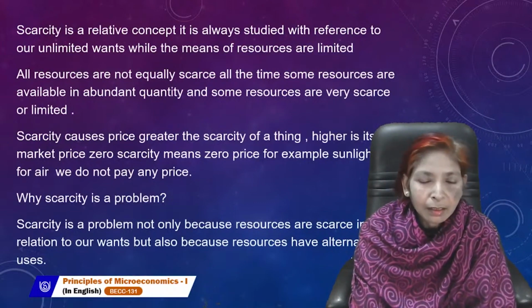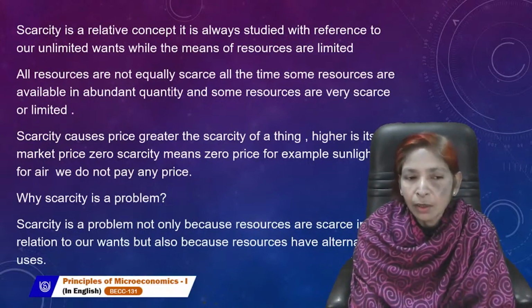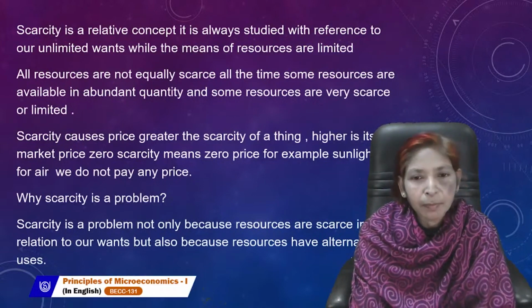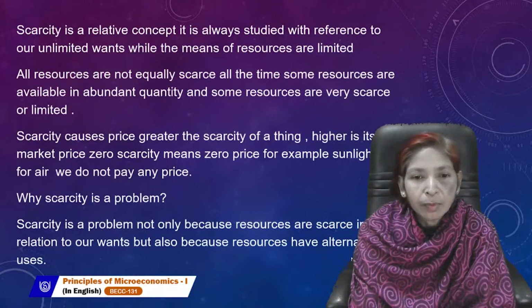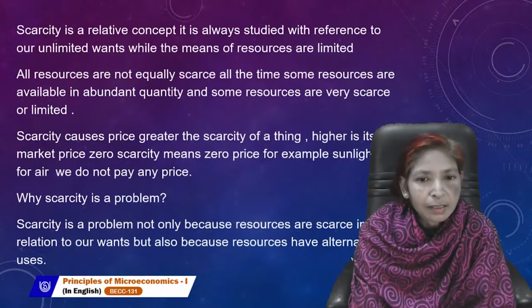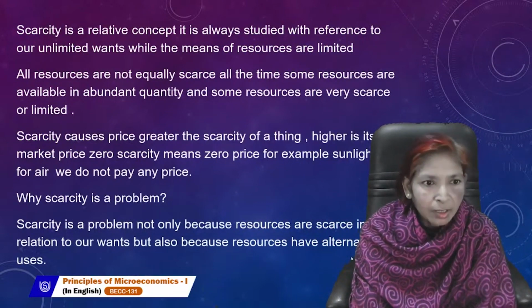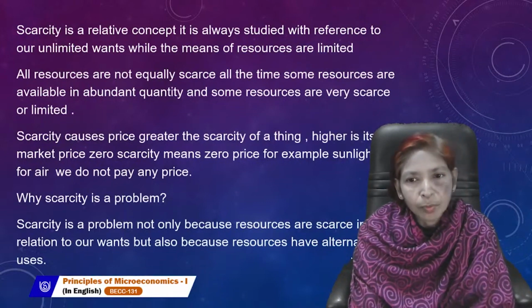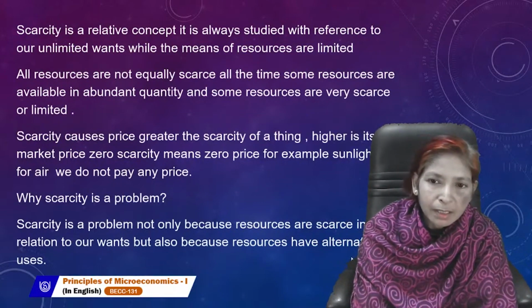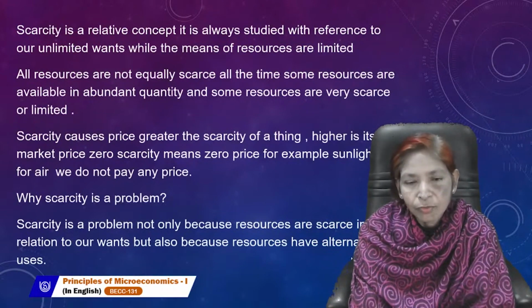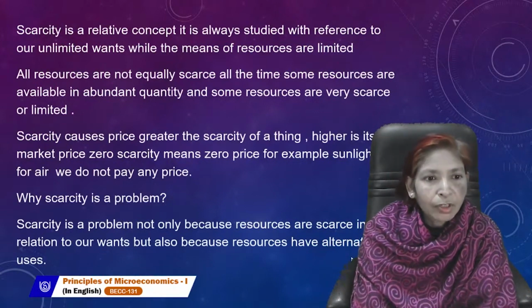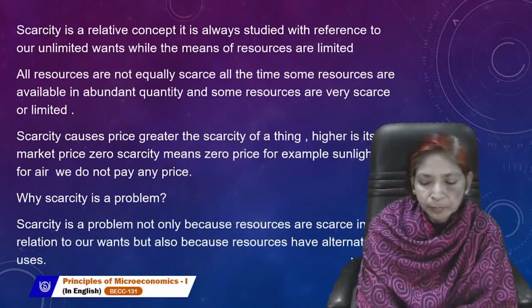Higher the scarcity, higher will be the price, and lower the scarcity, lower will be the price. And if there is no scarcity, it means that commodity will be available at a zero price or free of cost. Zero scarcity means zero price. Higher scarcity means higher price. Lower scarcity means lower price. For example, sunlight and air, we do not pay any price.